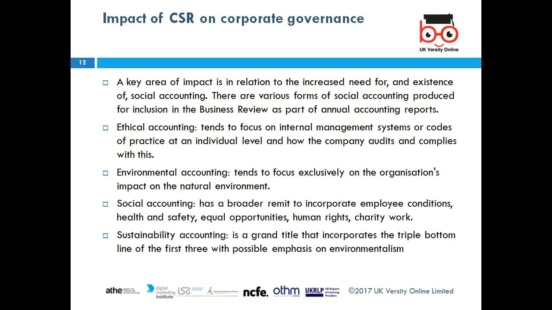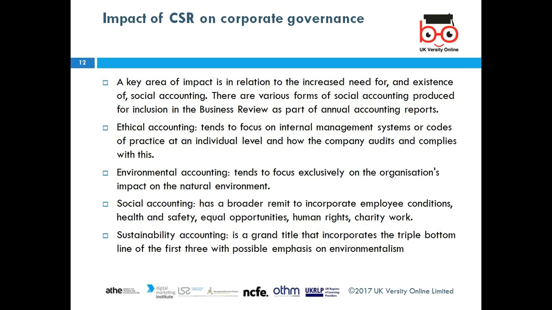Ethical accounting tends to be focused on internal management systems, codes of practice, and the individual level, how the company audits and complies with this. Environmental accounting tends to be focused on the organization's impact on the natural environment. Social accounting has a broader remit, which looks at employment conditions, health and safety, equal opportunity, human rights, and charity work. Sustainable accounting is a grand title that incorporates the triple bottom line, with the first three placing emphasis on environmentalism. So, anybody, any questions?